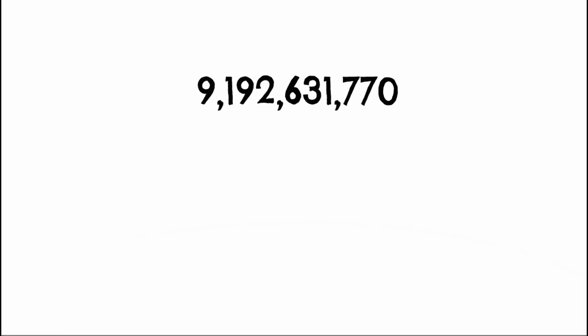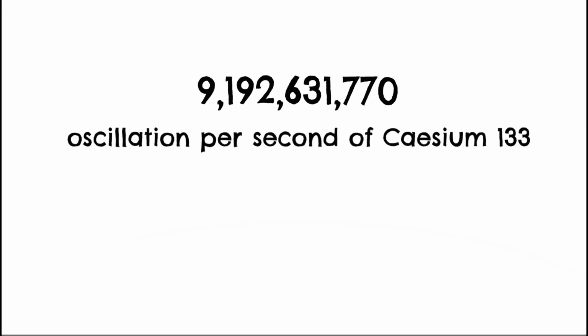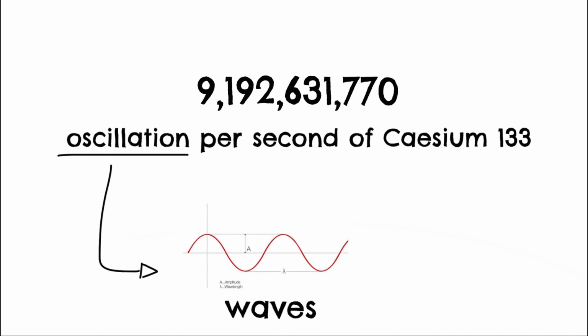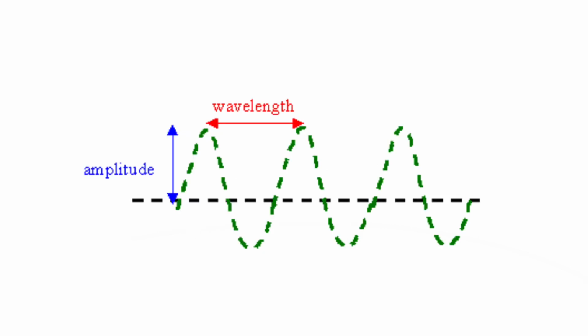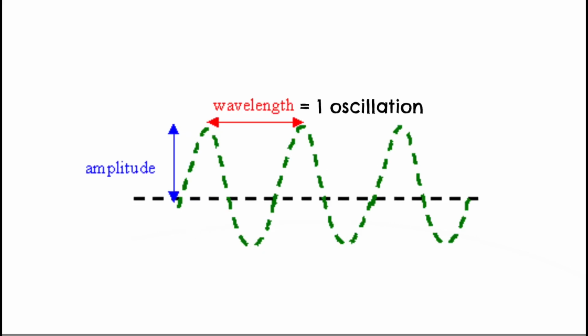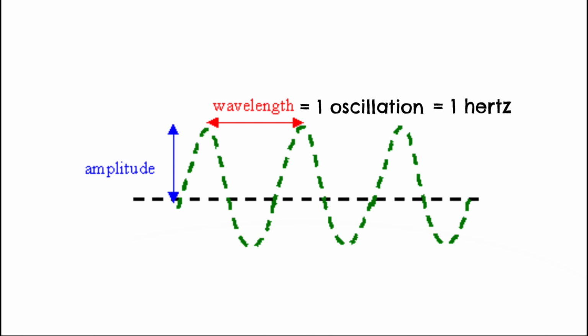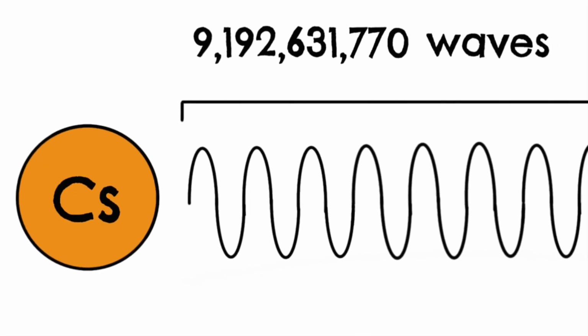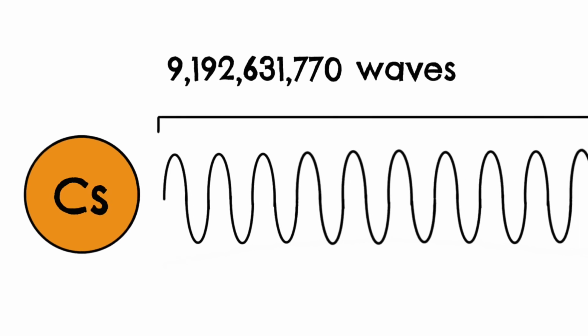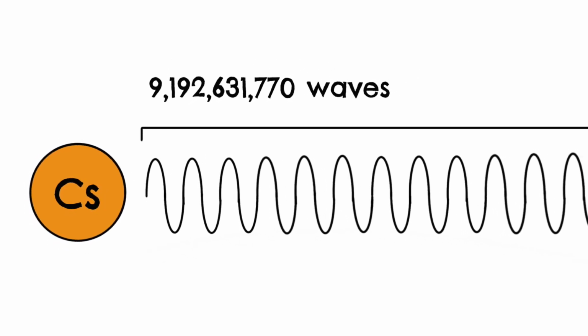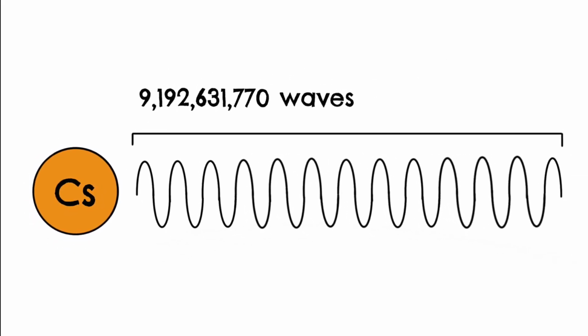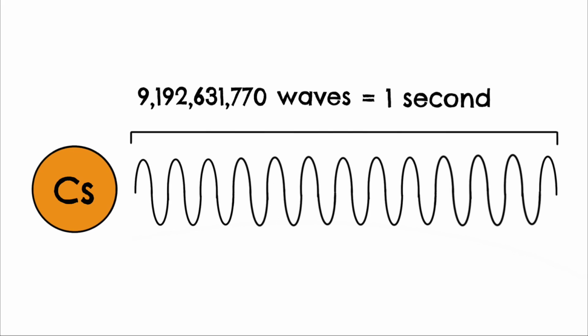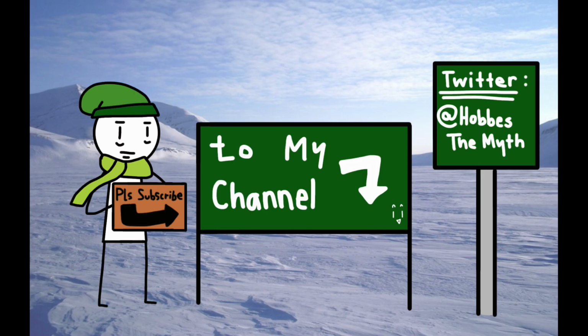To put it simply, that big number I just mentioned is the number of times the atom of cesium oscillates in a second. Oscillation can best be visualized as waves, and the duration between each wave, that is one oscillation, which is also 1 hertz. So for every 9,192,631,770 waves oscillated by cesium-133, we pass a second. And that is the history of the second.